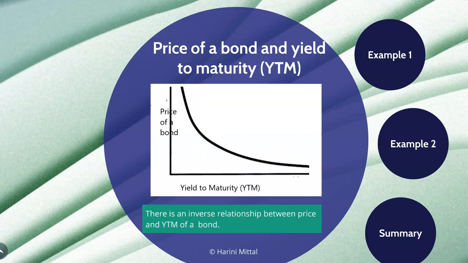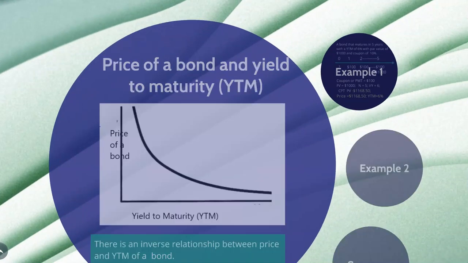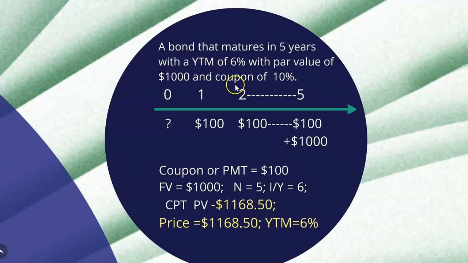Let's try to understand this with an example. Let's look at a bond that matures in 5 years with a YTM of 6%, par value of $1,000, and a coupon of 10%. A coupon of 10% on par value of 1,000 is $100. 10 divided by 100 times 1,000. Coupon is always calculated on par value or face value of a bond.